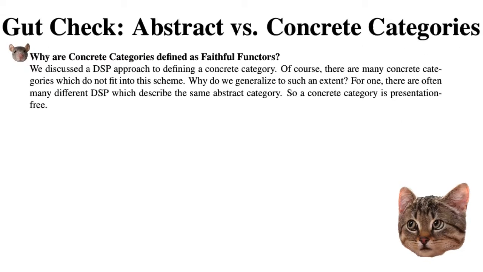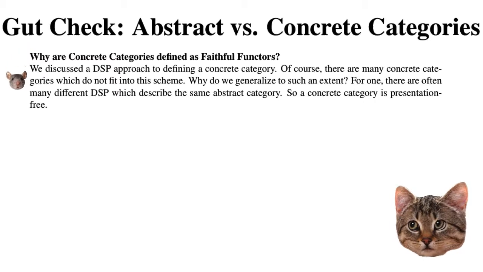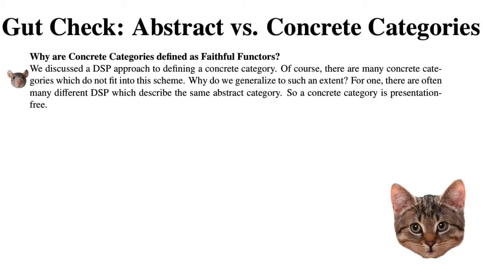Next, we want to look at the definition of concrete categories again. So why are concrete categories defined as faithful functors? We discussed the data structure properties approach to defining a concrete category. Of course, there are many concrete categories which do not fit into this scheme. Why do we generalize to such an extent? Why do we not define a concrete category as one that has this data structure properties presentation?